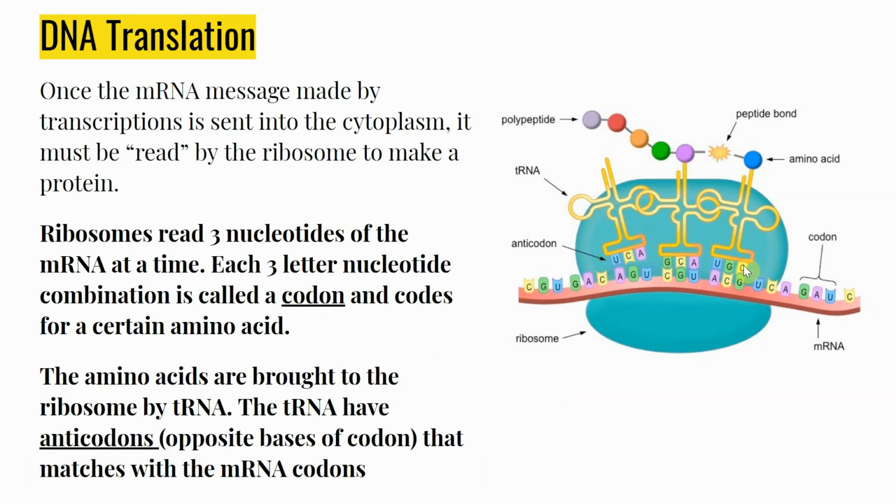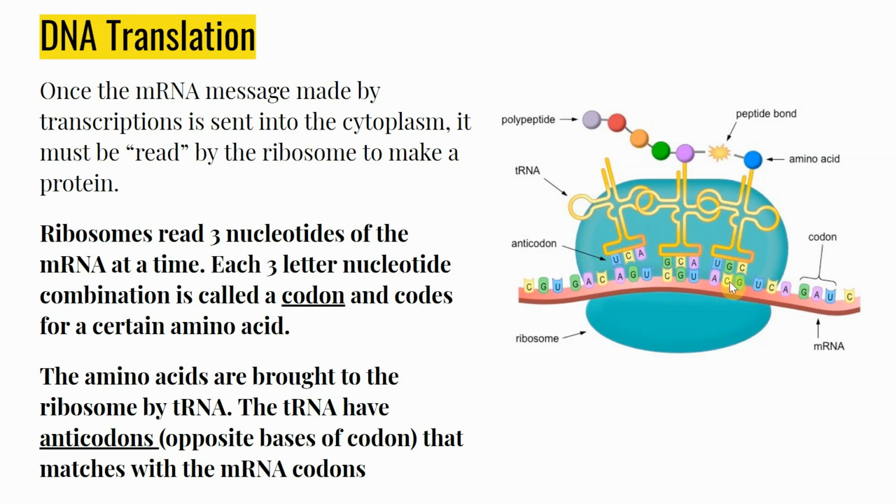Because if you look closely at this picture, as these tRNAs are binding to these specific codons on the mRNA, we have matching nucleotides here. So if there's an A in our mRNA, we should have a U in our anticodon on the tRNA. If there's a G, we should have a C. If there's a U, we have an A. And so on and so forth. You'll see that the anticodon is the exact opposite of the codon from the mRNA.